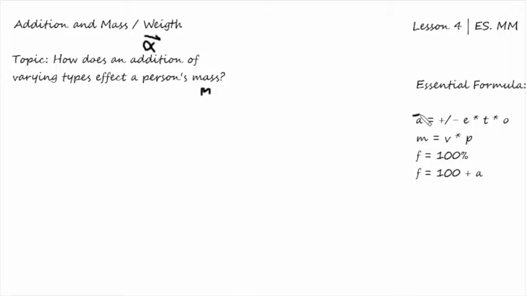We remember addition, the little alpha character, is equal to plus or minus enjoyment times time you do it, times days in the week, recurring, represented as O for often. M, V, volume, P for density.